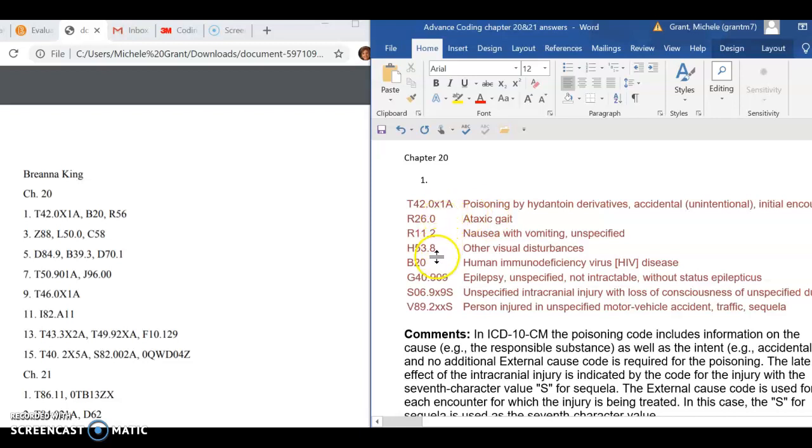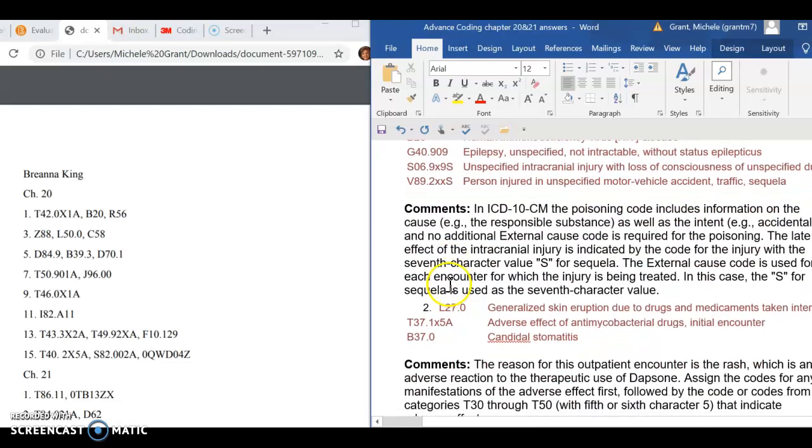I did have the answers posted for the first one, so I'm not sure if you did not look at those, but it does look like your poisoning was on. I'm missing a few R codes, which are sign or symptoms codes. You did have the AIDS code, you're missing the epilepsy. So make sure you double check that.